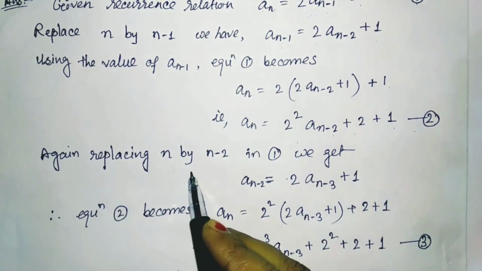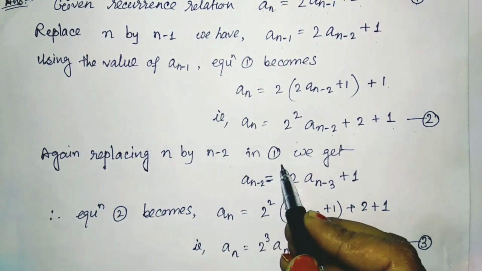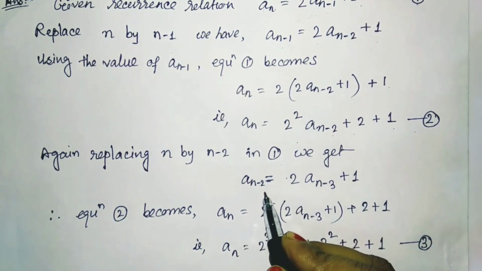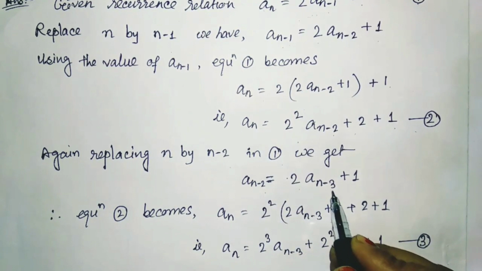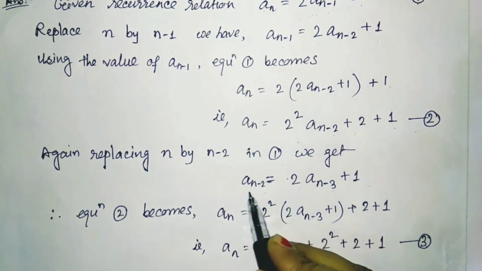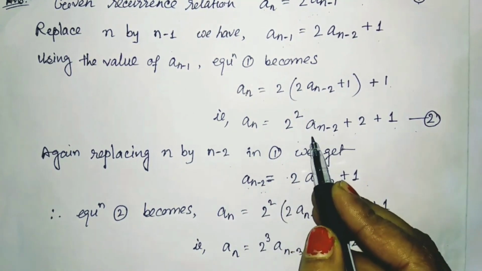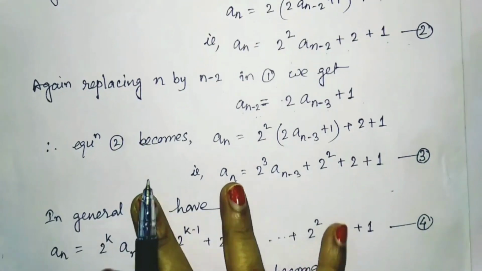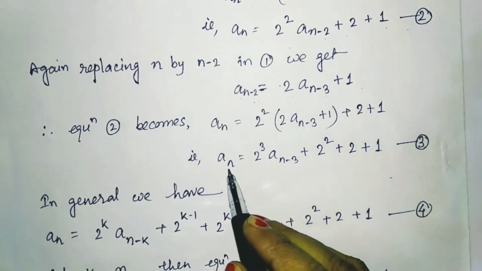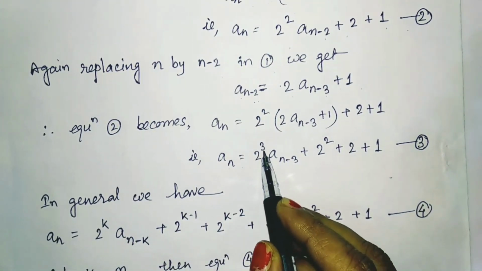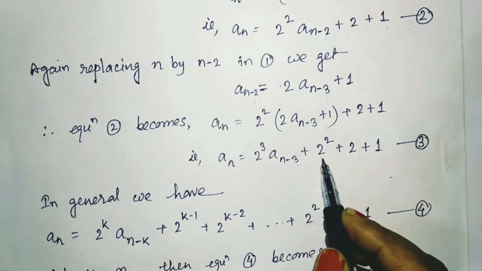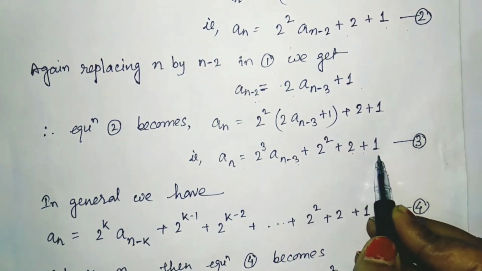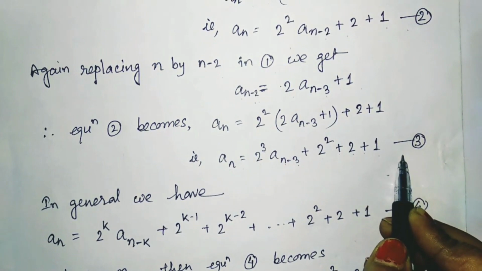Again, replacing n by n-2 in equation number 1, we get a_{n-2} = 2a_{n-3} + 1. This value of a_{n-2} we should substitute in equation number 2. And after simplification, we will get a_n = 2^3 a_{n-3} + 2^2 + 2 + 1. That is marked as equation number 3.